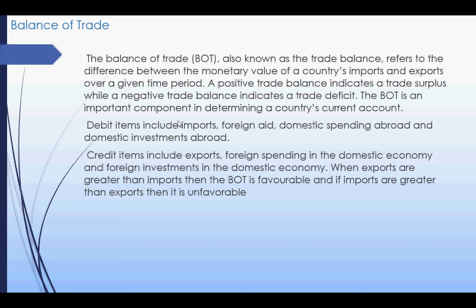Credit items in the BOT include exports, foreign spending in domestic economy, and foreign investments in domestic economy. If the exports are greater than the imports, then the BOT will be favorable, and if imports are greater than the exports, then in BOT we could see an unfavorable condition.